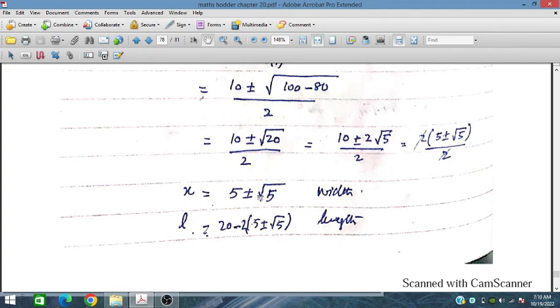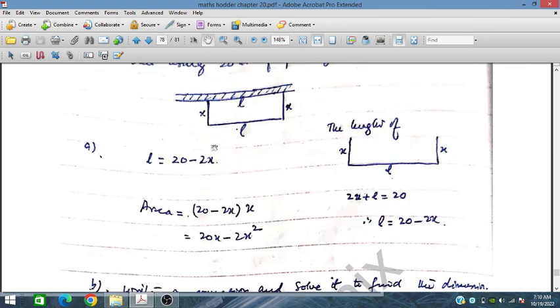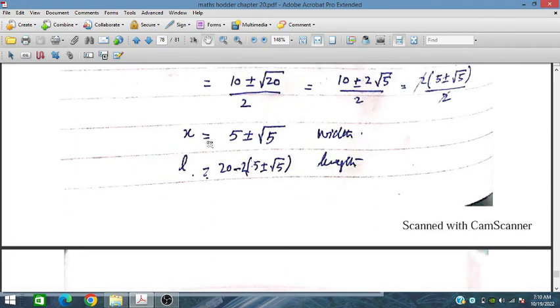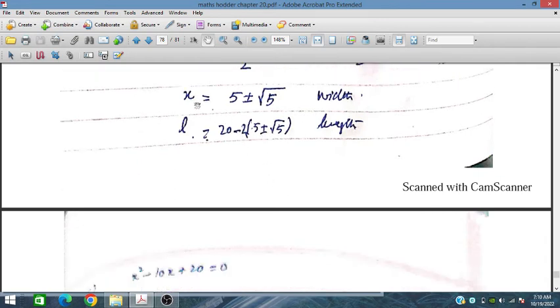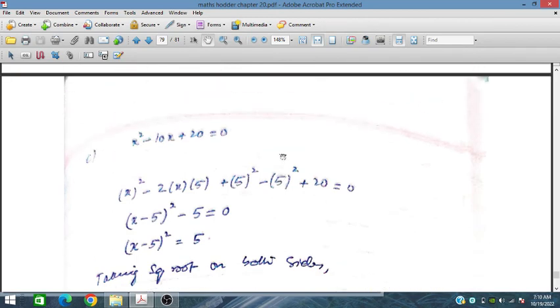So this is the length. The width was actually x, so we obtain x, and from x we can obtain L. First we obtain x, and then L is equal to 20 minus 2x. So this is the length. The x and length are obtained. So this was the required problem. And then part C.